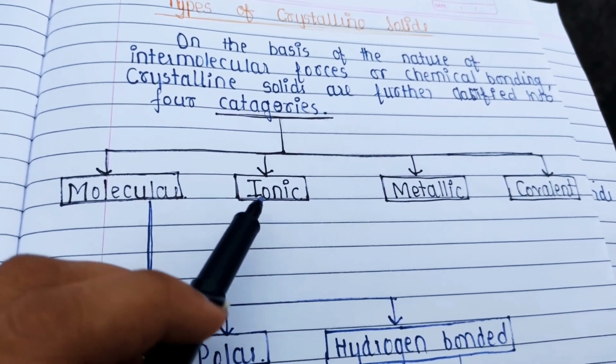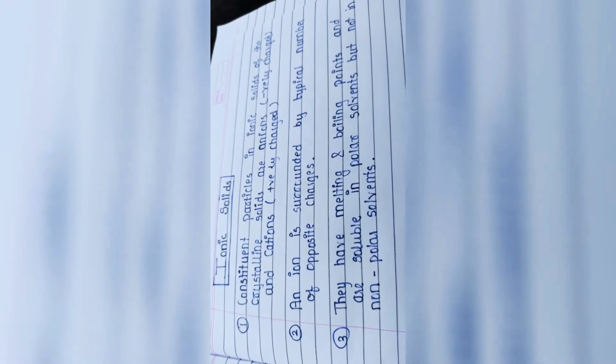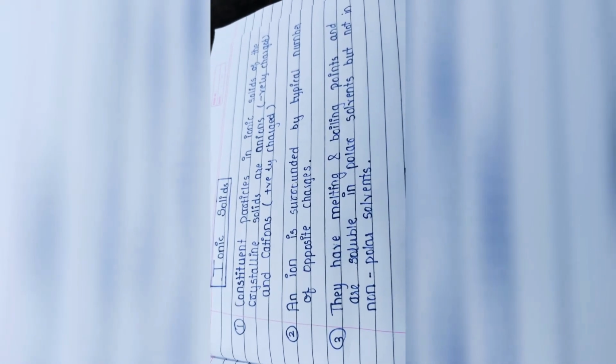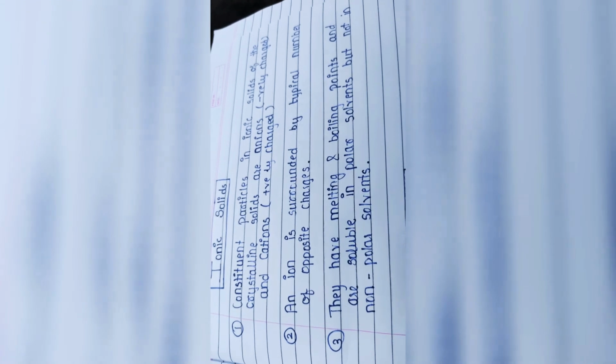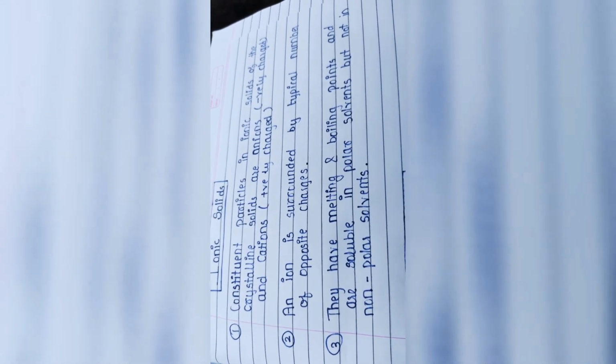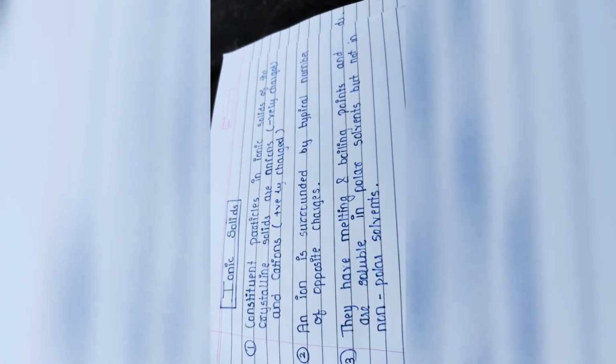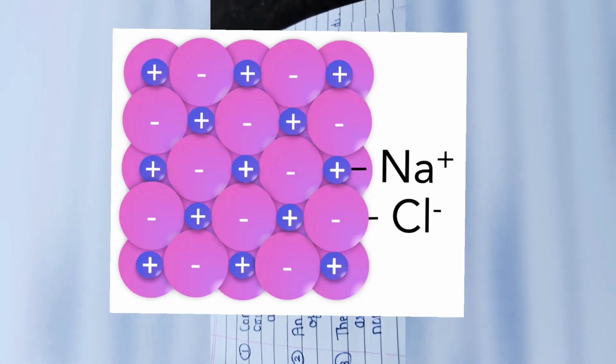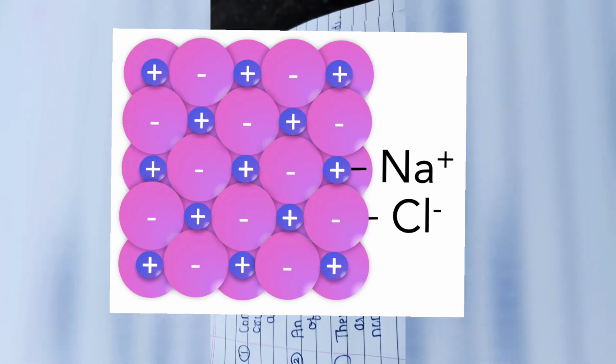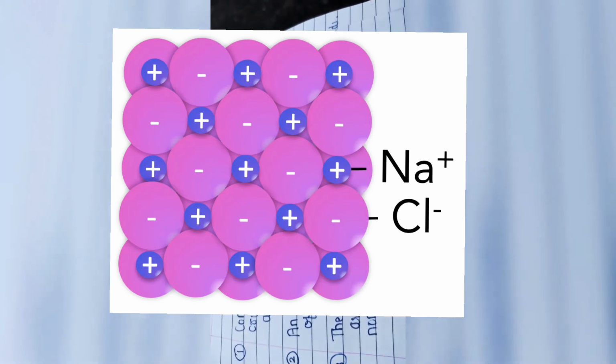Next one is the ionic crystalline solid. So let's see the simple properties of ionic. These three are the properties of ionic solids. First one is that the constituent particles in ionic crystalline solids are anions, that is negatively charged, and cations, that is positively charged. An ion is surrounded by a typical number of opposite charges. They have high melting and boiling points and are soluble in polar solvents but not in non-polar solvents. As you can see in the picture, for example in NaCl, the Na positive ion is surrounded by the Cl negative ion, that is chloride ions. Ions in these solids are held together by strong electrostatic forces.